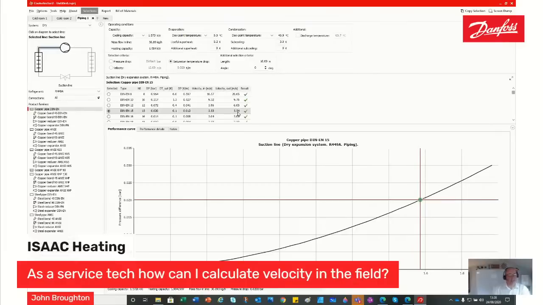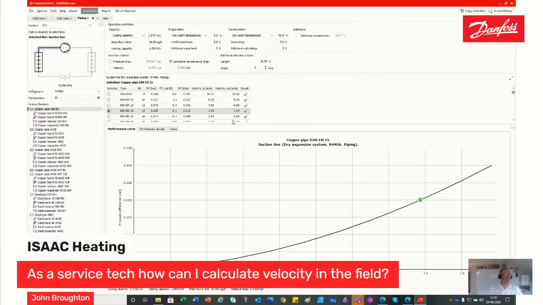Now, I like selection software, but it's only as good as the person who uses it. The velocity here is 3.5 meters a second. For a suction line, I think that's a little bit low. I'd rather be up at around 6 meters a second to get the oil back. We have a rule of thumb that anywhere between 4 and 6 on a horizontal line is absolutely fine. Me, I'd probably go to the 12, so we get the velocity up a bit and get more oil back to the machine.